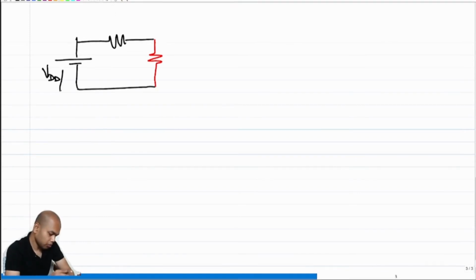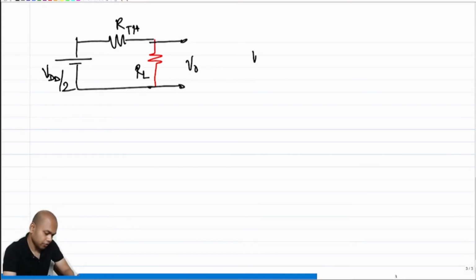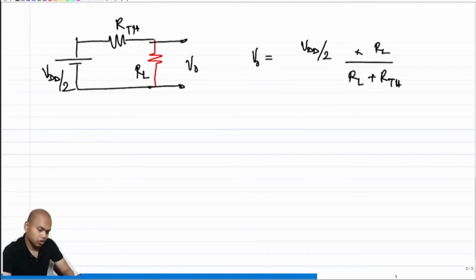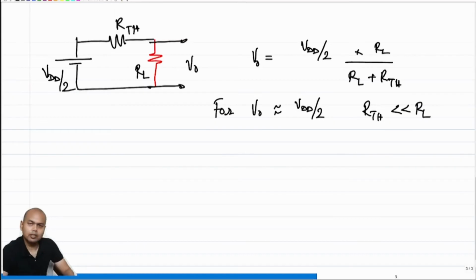So this is VDD by 2, this is RTH, this is V0, this is RL, right? So what is V0? V0 is VDD by 2 times RL by RL plus RTH. So for V0 to be almost equal to VDD by 2, what do I need to satisfy? We need to satisfy that RTH has to be much less than RL.